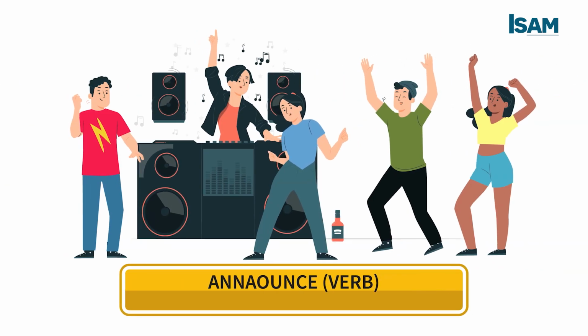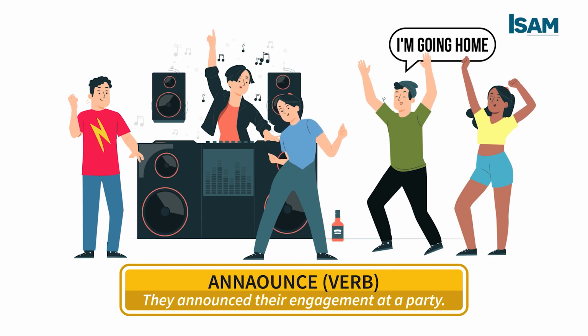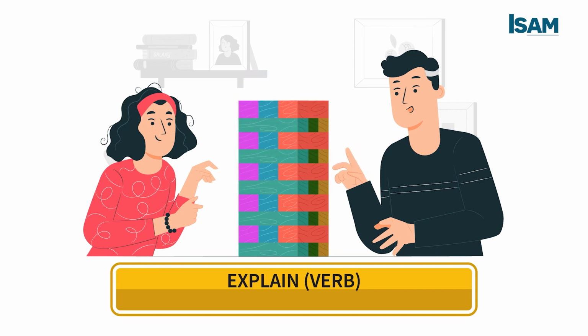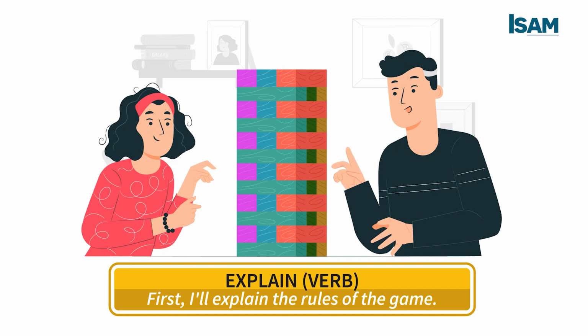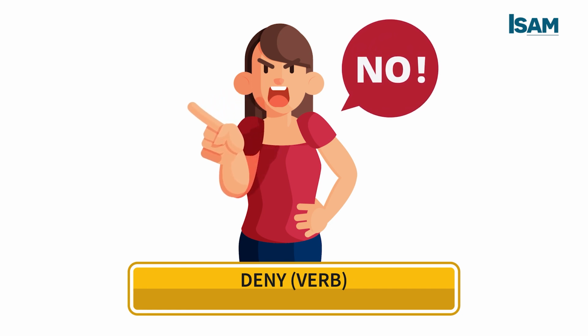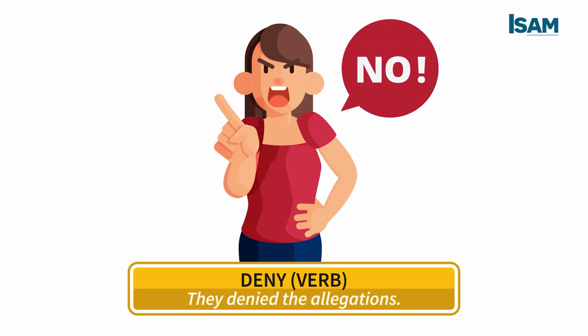Announce. It means to say something officially or publicly. For example, they announced their engagement at a party. Explain. It's a verb. It means to make something clear or easy to understand by describing or giving information. For example, first, I'll explain the rules of the game. Deny. It's a verb. It means to say that something is not true. They denied the allegations.